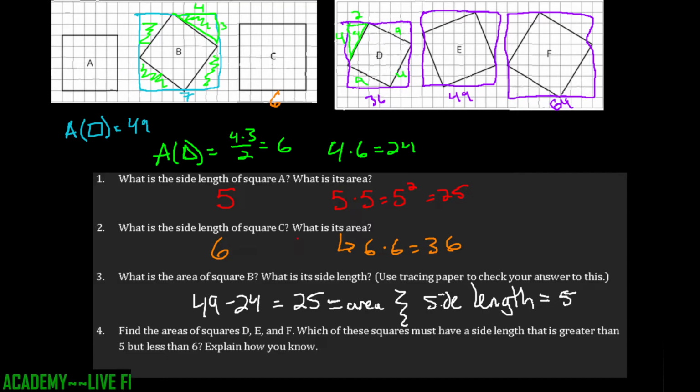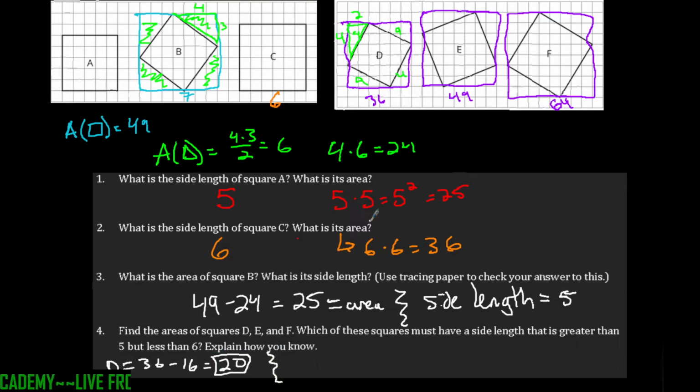So 4 times 4 is 16. And then I have D, so the area of square D is going to be 36 minus 16, which is 20.